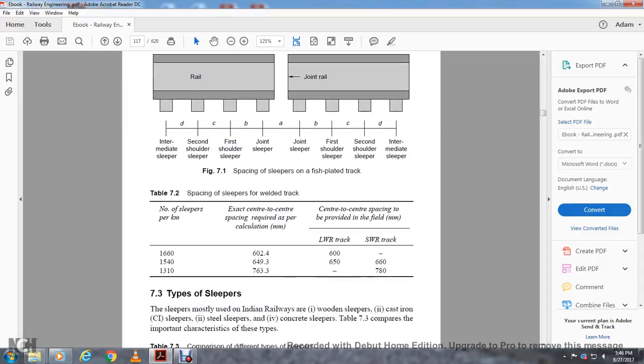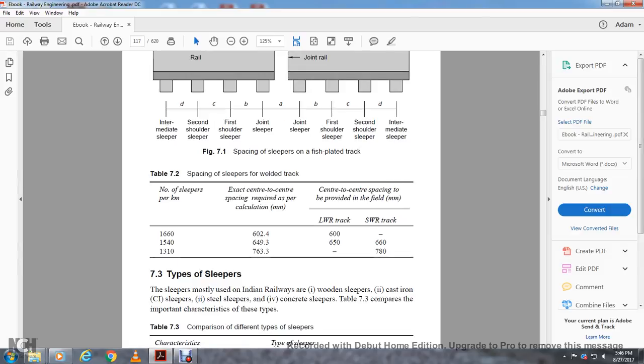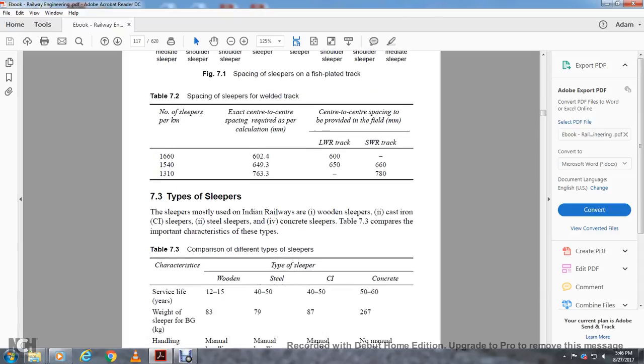Spacing of sleepers over the welded track. Number of sleepers per kilometer: 1,600, 1,660, 1,540, 1,310. Center-to-center spacing required: 602 millimeters, 649 millimeters, 763 millimeters. Lightweight track center spacing in millimeters: 600, 650. Short-weight track: 680, 660, 670, 660, 680. Types of sleepers.